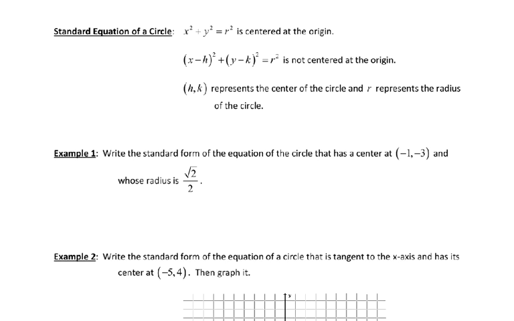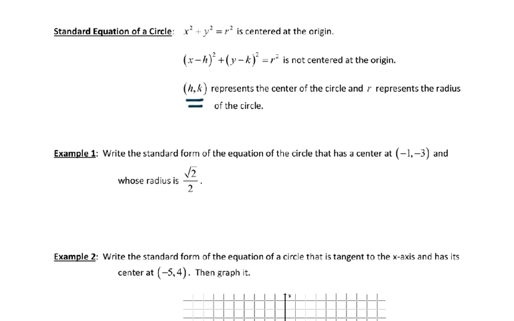Not all circles are centered at the origin. So we're going to call h comma k the center of the circle. Now, h comma k is just an ordered pair like x, y. It's just for the coordinates of the center, we're going to give it different variables. So if you have a circle that's not centered at the origin, we're going to write the equation x minus h squared plus y minus k squared is equal to r squared.